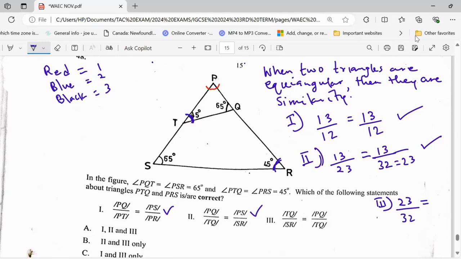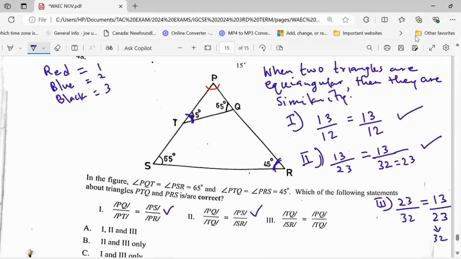Okay, let's see what we have here. PQ. PQ is red, black. And red, black is 1, 3. So TQ. TQ is blue, black, and blue, black here is 2, 3. So yes, we can see that there is agreement. Of course, this is still the same thing as 3, 2.